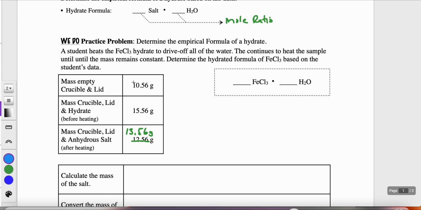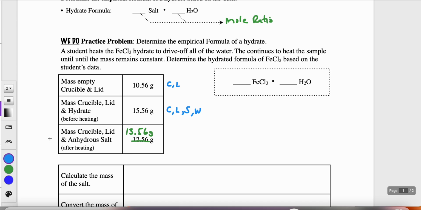So take a look. The 10.56 is described as the empty crucible and lid. So this mass belongs to the crucible and the lid. The second mass of 15.56 represents the mass of the crucible and lid, so the crucible and lid are on the balance along with the hydrate. Now it's a hydrate because it has both salt and water present. So this mass here belongs to the crucible, the lid, the salt, and the water. So this is before heating.